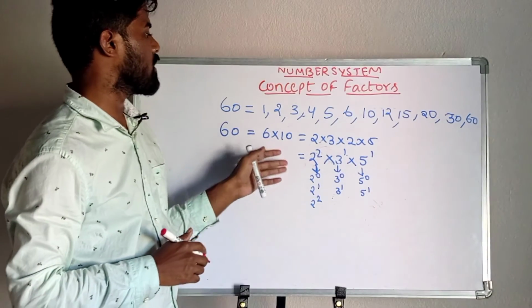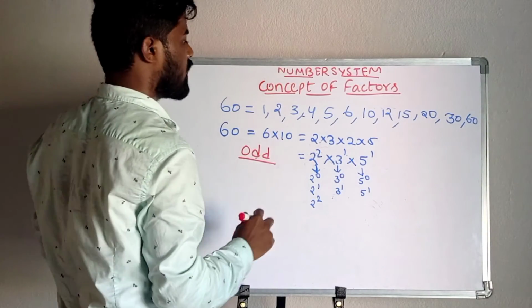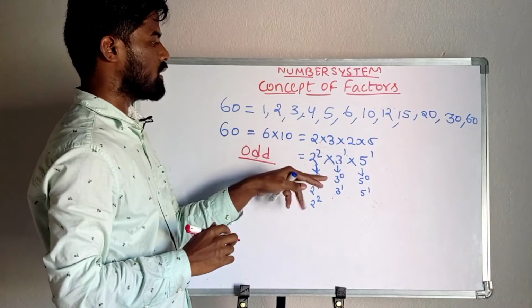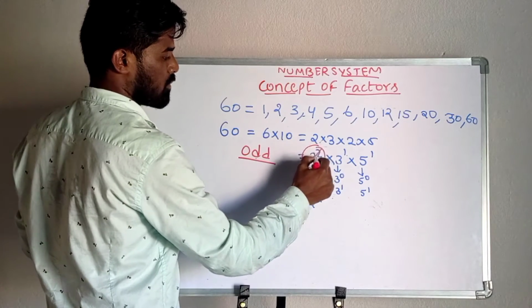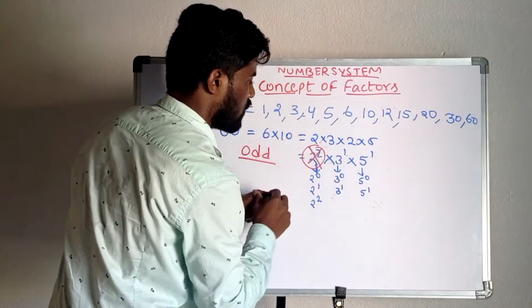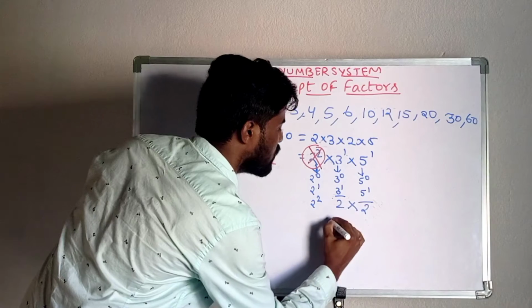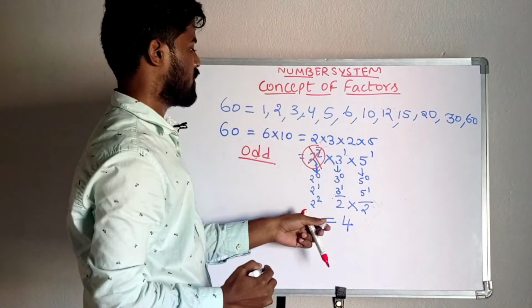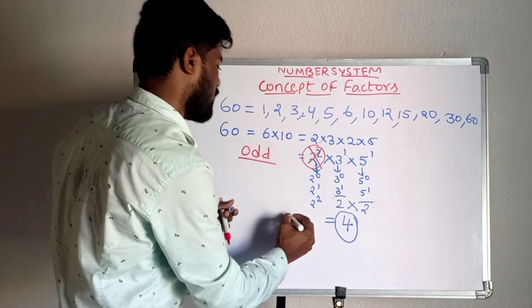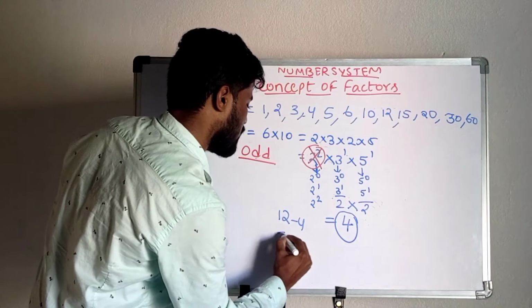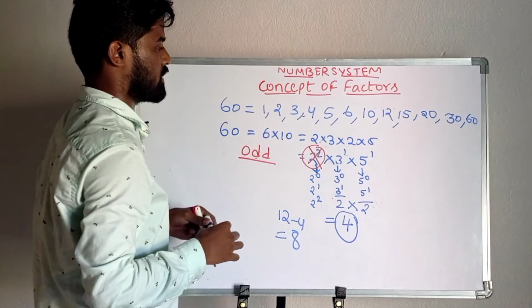Now we will see how to find the number of odd and even factors. First, odd factors. We know that when an even number is multiplied with an odd, the result is even. So remove the even factor here, that is remove this. Now here the total number of factors is 2, here 2. Multiply these two, we get the total number of odd factors. Now for finding the number of even factors, subtract the number of odd factors from the total number of factors, that is 12 minus 4. We get 8. 8 is the total number of even factors.